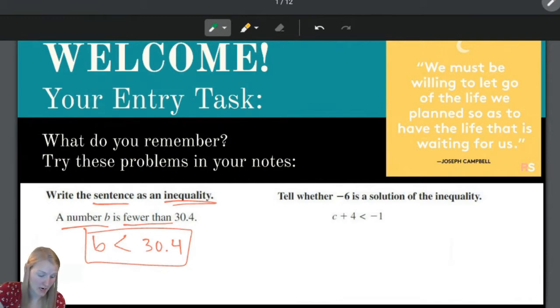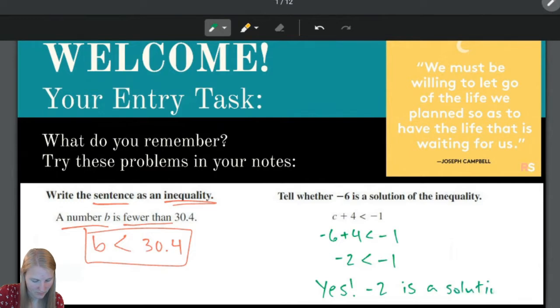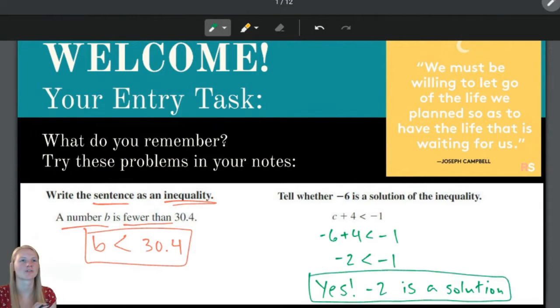Now, tell whether -6 is a solution to the inequality C plus 4 is less than -1. Let's find out. If C is -6, does that work out? -6 plus 4 is -2. Is -2 less than -1? -2 is smaller than -1 because it is more negative, so yes. -6 is a solution. That's what we did yesterday.